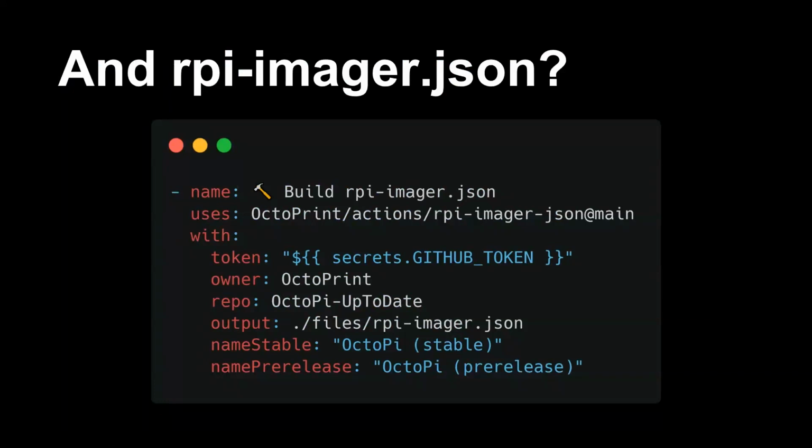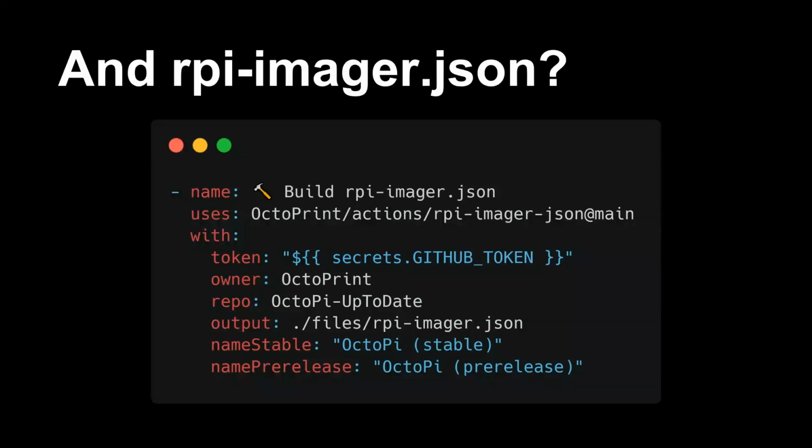So a logical solution to getting an updated RPi-Imager.json on every build is just to use a custom action that checks whether there has been a new release on OctoPrint/OctoPi. This is what we have defined here as owner and repo. And if so, it will just collect the snippet from the release and use it to generate a final RPi-Imager.json here in ./files/rpi-imager.json. And from that moment on, the download will be usable by the RPi Imager tool.